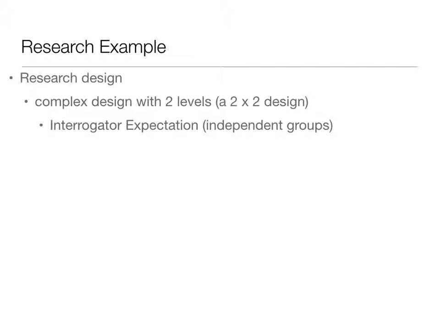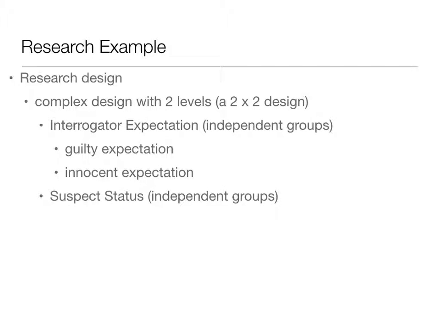So the research design was a complex factorial design, a 2x2 design. They had one independent variable, which was interrogator expectation, and this was actually assigned. So this was a true experiment. This was not looking at police interrogating suspects. Interrogator expectation could be randomly assigned, in an independent groups or between subjects design, and the two levels were guilty expectation or innocent expectation.